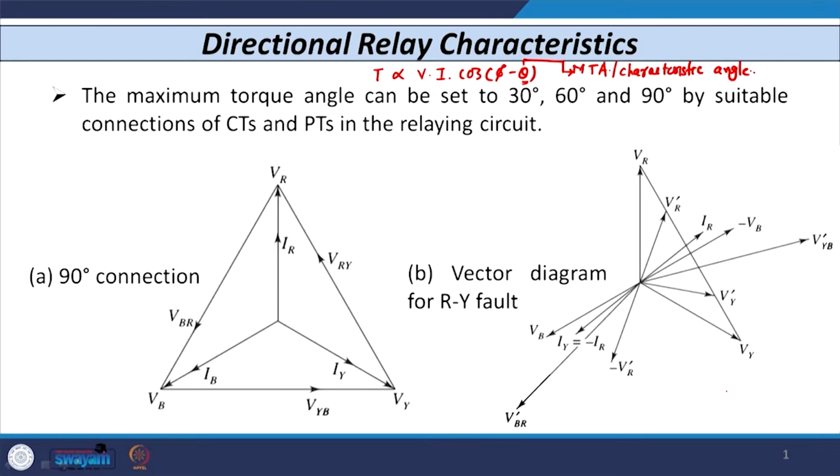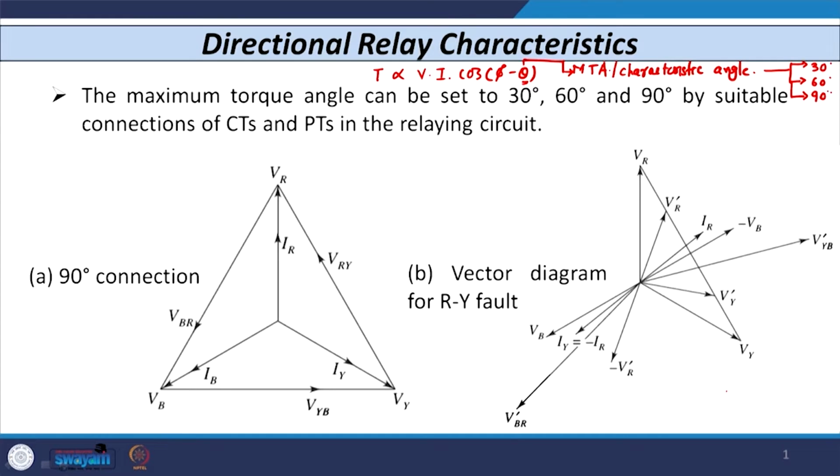I told you that whenever a fault occurs, the value of phi varies from 70 to 90 degrees. In order to achieve the maximum torque, so that the relay operates for all fault conditions, we have to adjust theta, and we can carry that out by connecting the CT and PT such that we can change the value of theta. This theta can be set to either 30 degrees, 60 degrees, or 90 degrees.